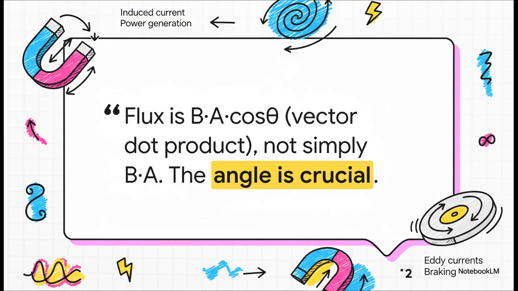I want you to picture that spinning coil like it's a window spinning in a heavy downpour. When the window is flat, facing the rain, it's going to catch the absolute maximum number of raindrops, right? But as it turns and becomes edge-on, it catches, well, zero. The magnetic flux going through that coil changes in exactly the same way as it rotates.